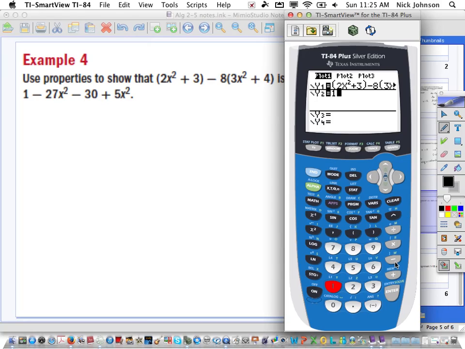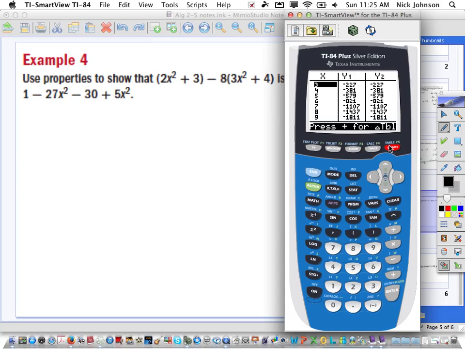1 minus 27x squared minus 30 plus 5x squared. I'm going to hit second function table because that's what I like to use. But if you look here through the positives, looks like they're always the same.